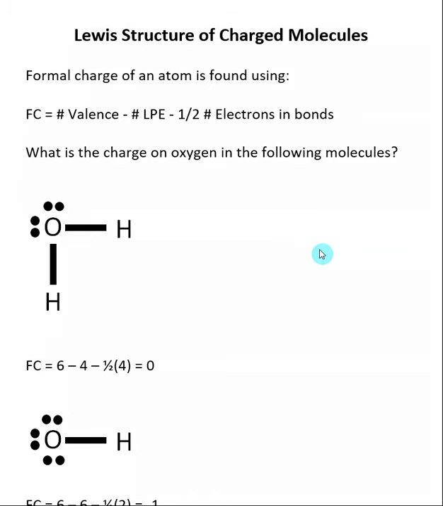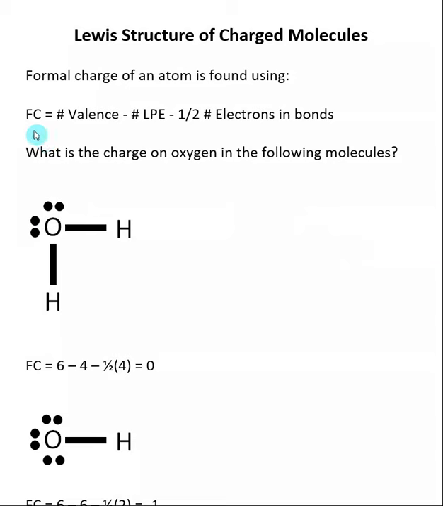Thus far we've talked about Lewis structures of neutral molecules, and now we're going to talk about the Lewis structure of charged molecules. In reality, what we're going to find is that not the overall molecule is charged, but an individual atom or atoms inside of the molecule is charged. The first thing we want to do is to be able to identify atoms that have a charge. So we need to be able to determine what the charge is on an individual atom.